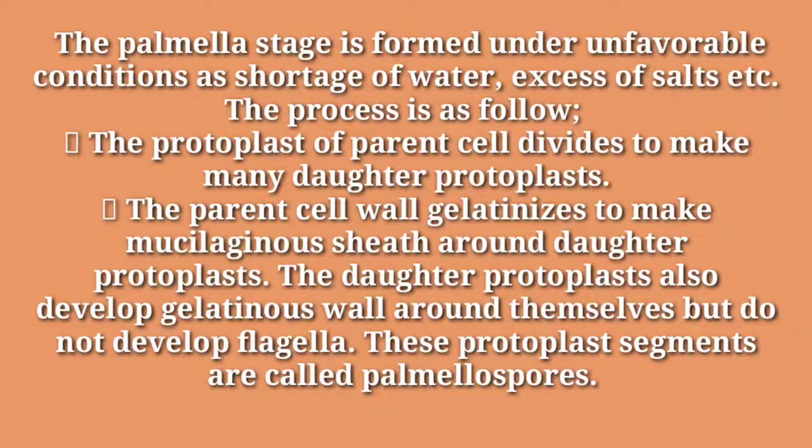Palmelloid stage. The palmelloid stage is formed under unfavorable conditions such as shortage of water, excess of salts, etc. The process is as follows. The protoplast of parent cell divides to make many daughter protoplasts. The parent cell wall gelatinizes to make mucilaginous sheath around daughter protoplasts. The daughter protoplasts also develop gelatinous wall around themselves but do not develop flagella. These protoplast segments are called palmelospores.